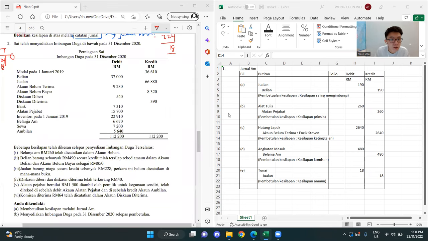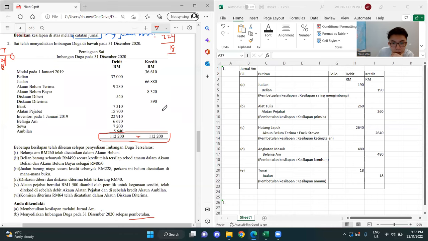All right, so question two. Now they give you a whole thing. Let's look at what we have to do here. You have to betulkan kesilapan melalui journal am and also menyediakan imbangan duga selepas pembetulan. So we have pembetulan. Can you see now? Look at this imbangan duga. The figure is the same.